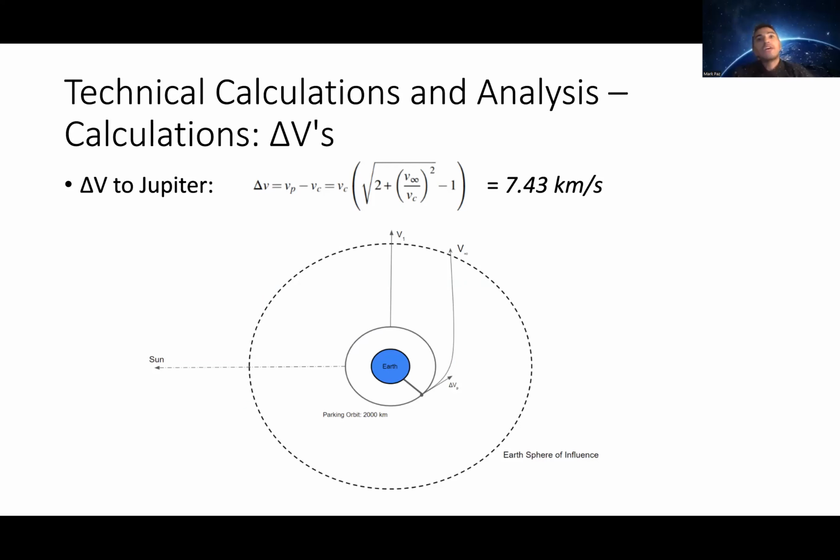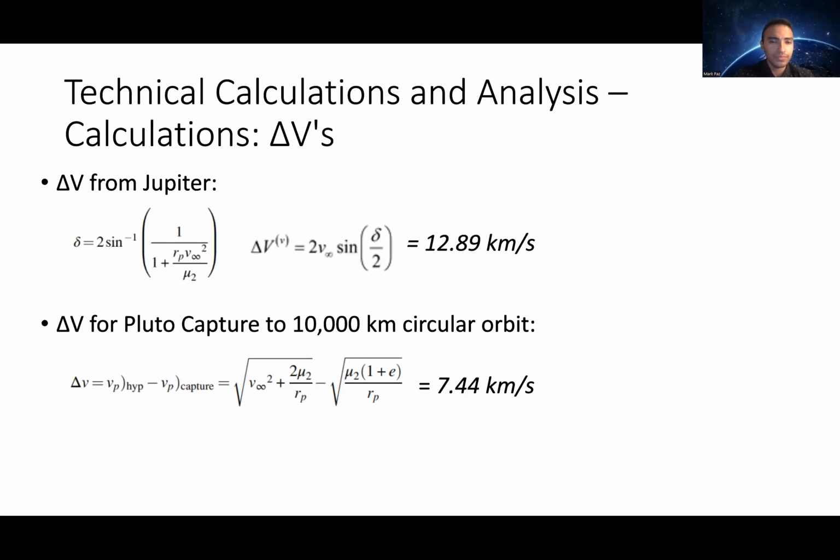To begin the technical analysis of this mission, we will start by calculating the delta V's our spacecraft will perform. The first delta V burn that will occur will be for escaping Earth's sphere of influence. Using a parking orbit of 2,000 kilometers, we calculated a delta V burn of 7.43 kilometers per second. Next slide.